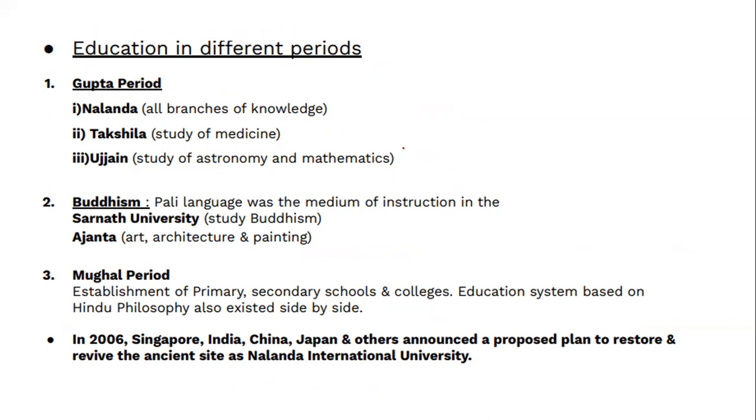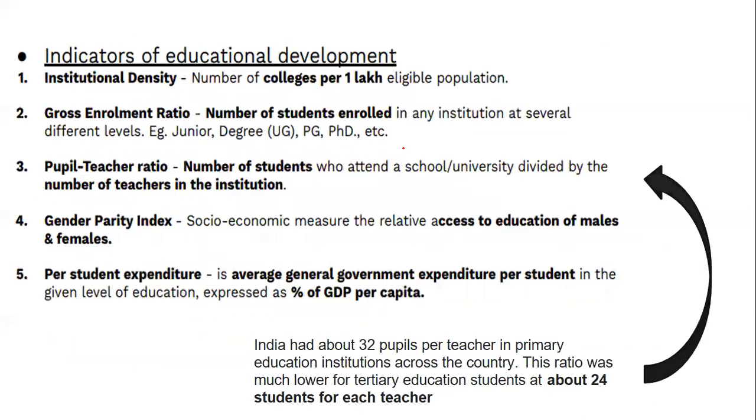Mughal period, establishment of primary and secondary schools and colleges. The education system was based on Hindu philosophy. And the example is also given. In 2006, Singapore, India, China, Japan, and others proposed a plan to restore and revive the ancient site as Nalanda International University. So you can see the importance of education in different periods.